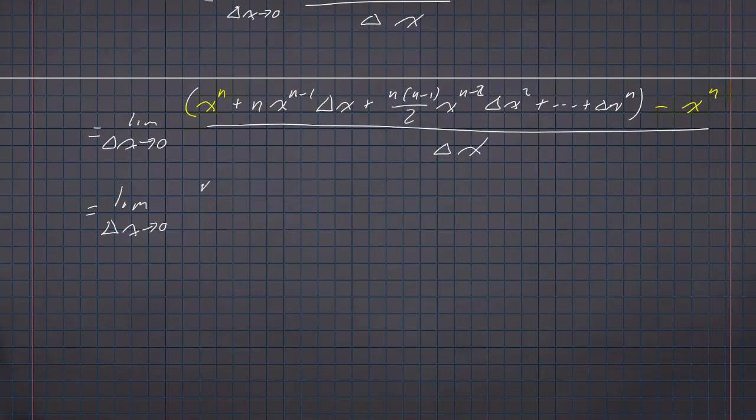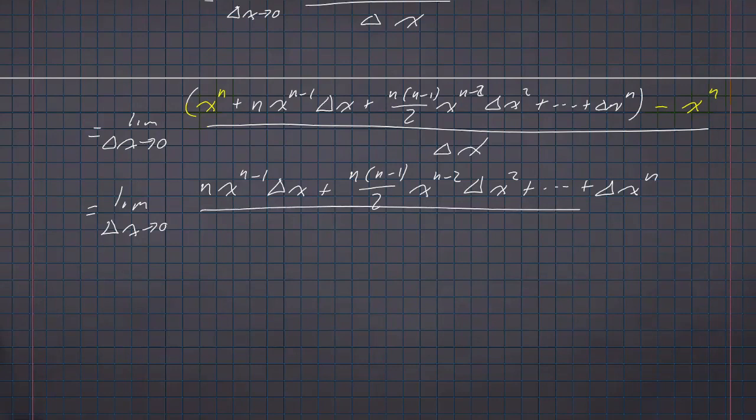goes to 0 of n times x to the n minus 1 times delta x plus some coefficient times x to the n minus 2 times delta x squared. I have a whole bunch of other terms here that all have higher powers of delta x, and it ends with delta x to the nth power. And I'm dividing all of that by delta x. From here, notice that every single term in the numerator has at least one factor of delta x in it. And because of that, I can cancel out with that one factor of delta x in the denominator.